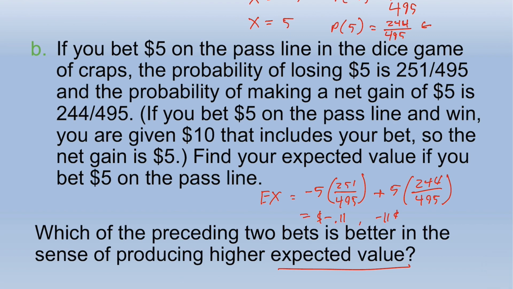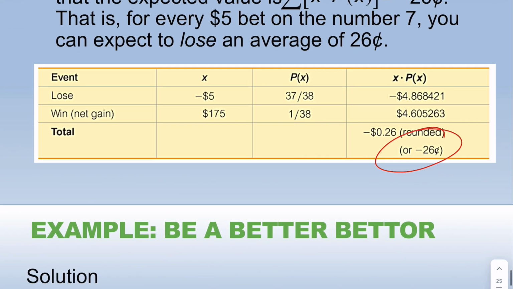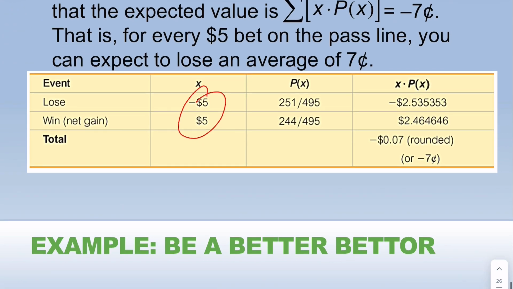2 times 244 over 495 is $2.46. And then the other one is negative 5 times 251 divided by 495. And that's the 2.53.